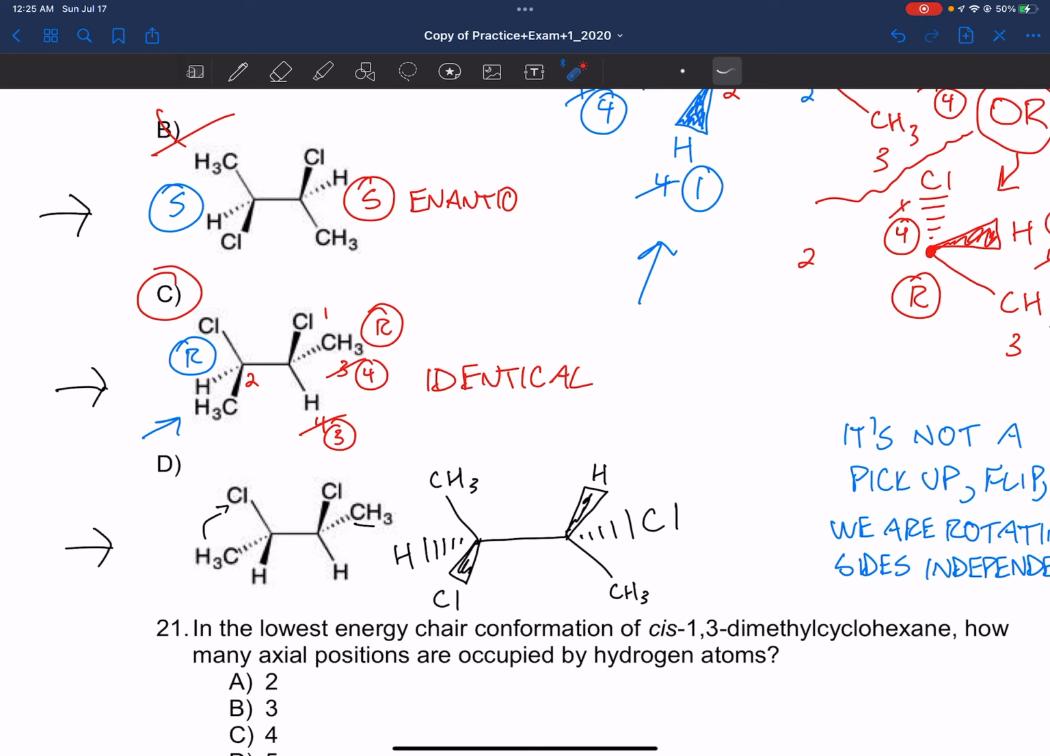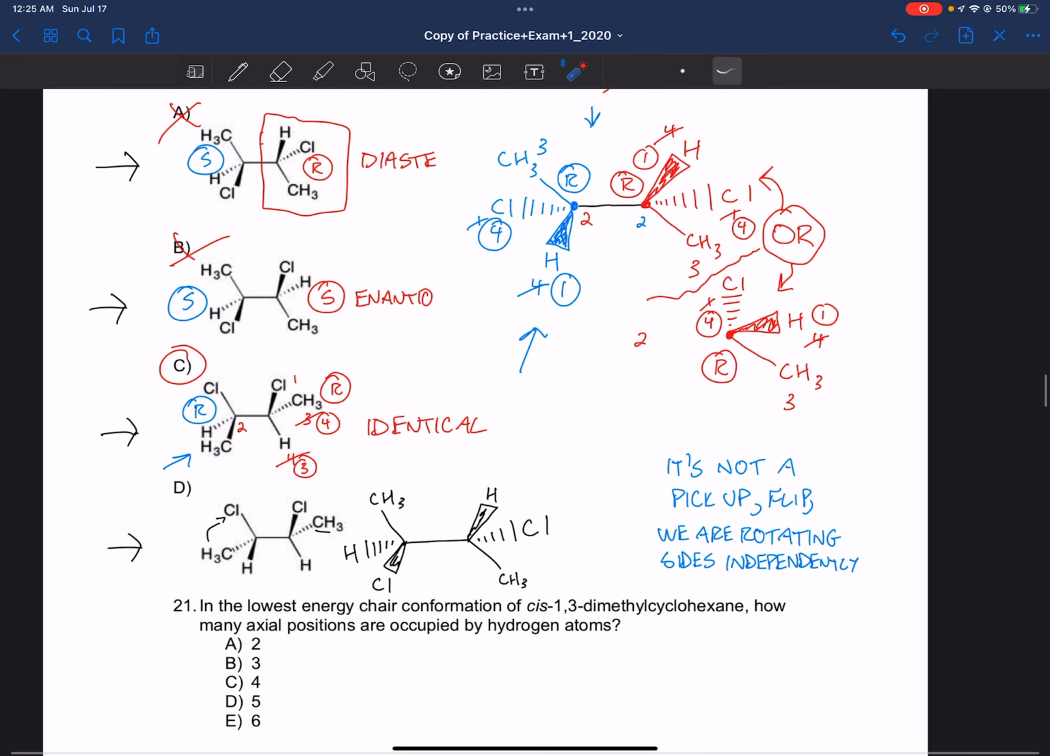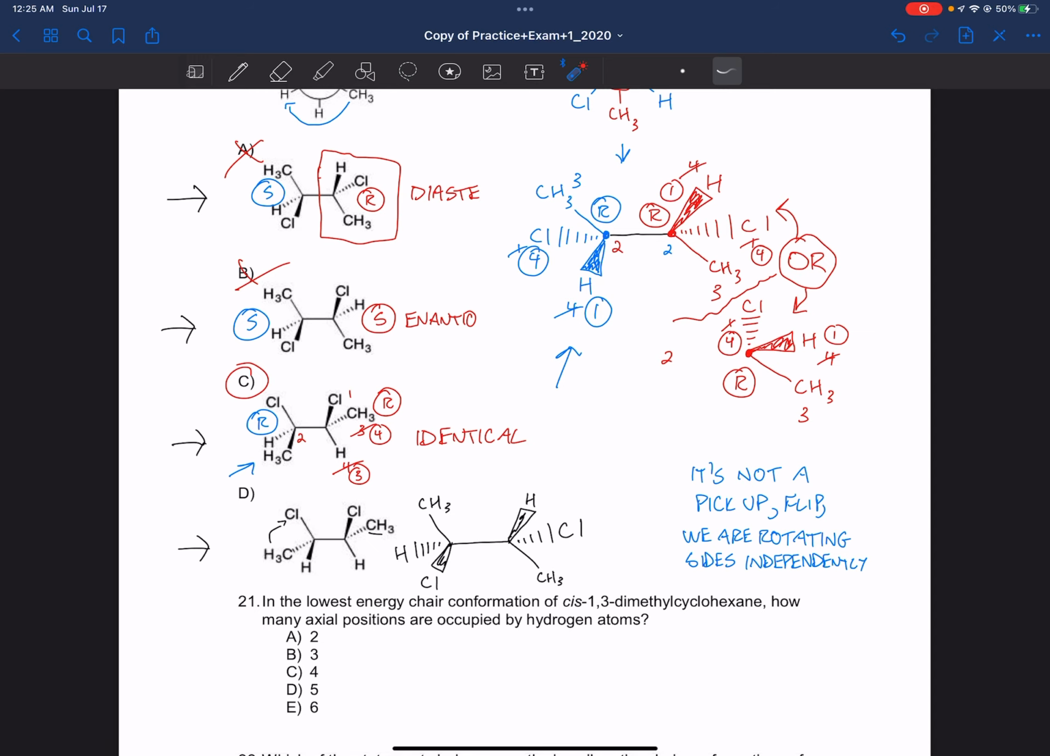And we could double that up. We kind of did C and D in two different ways. But I'm going to leave that to you. If you want to practice with C in that kind of visual rotation strategy, or if you want to assign the R and S for D, you can see that you're not going to be getting the same answer. You would get a diastereomer. I believe I would have to do the R and S on that.